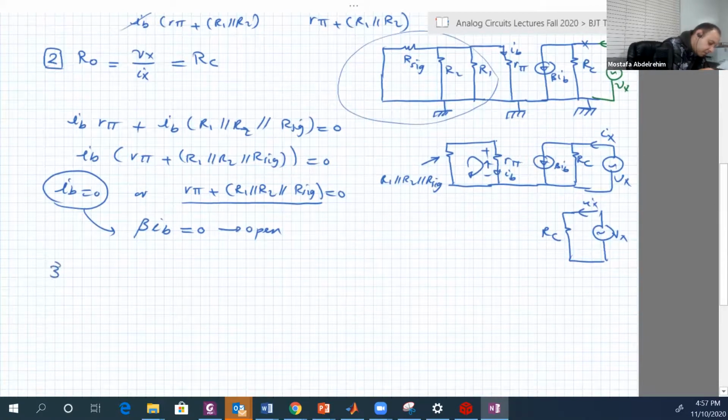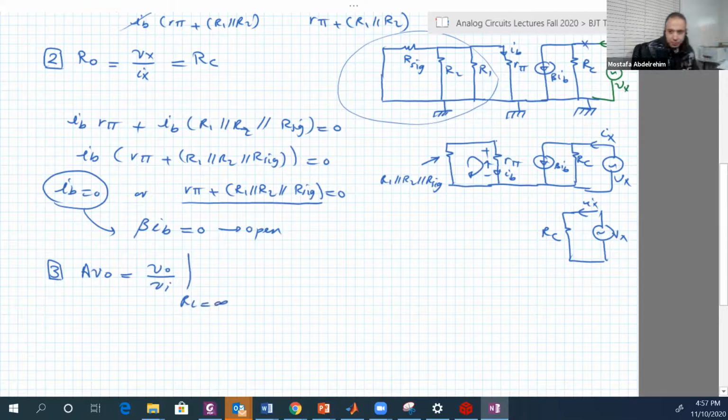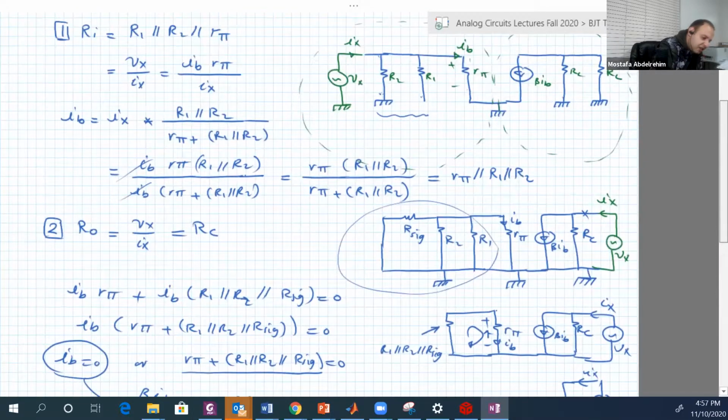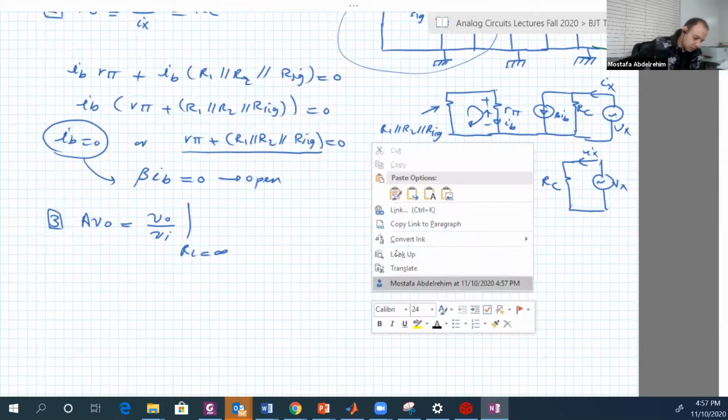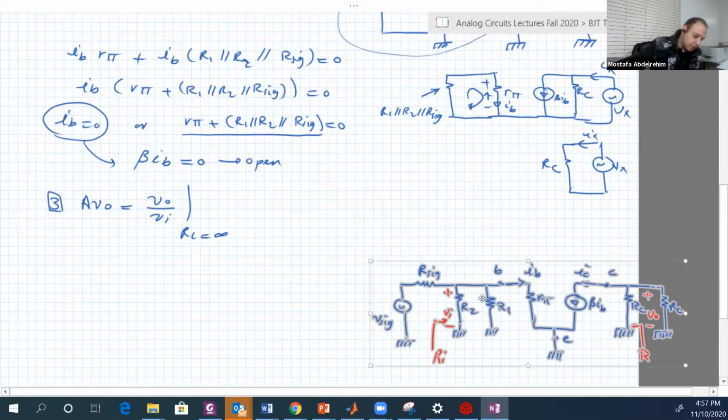Number 3. Av naught, which is actually equal to VO over VI when RL is considered infinity, open or not connected. Open circuit voltage gain, I'm sorry. So let me copy and paste. I think we already have it, so we just paste it very quickly here. Yeah, we have it already.